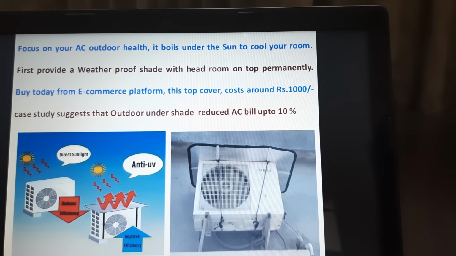Focus on the AC outdoor health. It is boiling under the sun to cool your room. So first, the outdoor unit needs to be focused on and given comfort. Provide a permanent weatherproof shade with headroom on top of it, or on e-commerce platforms you will find a top cover available that costs only 1000 rupees. The case study suggests it reduces the AC bill by almost 10%.